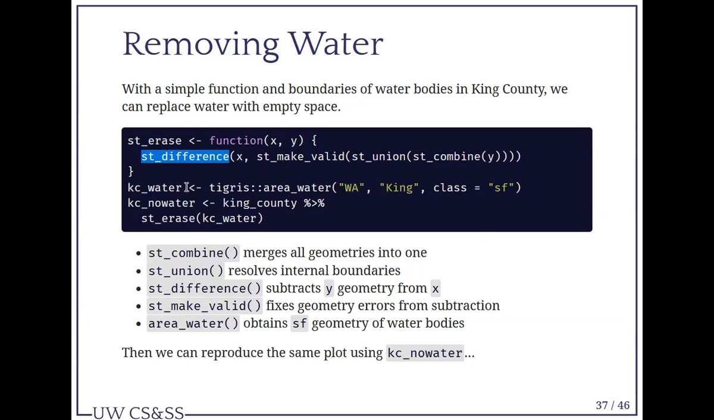And in order to make it work, you have to specify where the water is. So he assigns to KC water from the Tigris package. This mapping package just tells you where all the water is. So you can just ask it to say, where's the water in Washington in King County as a spatial feature, and it will just hand you back that information. And then you can create a new data set that is the King County data set, and then erase the water. And it works. It's really great.